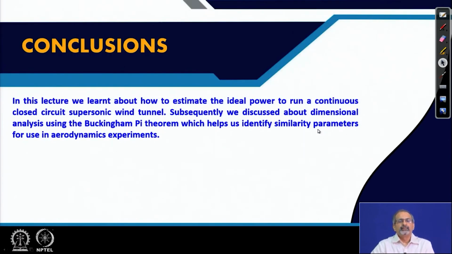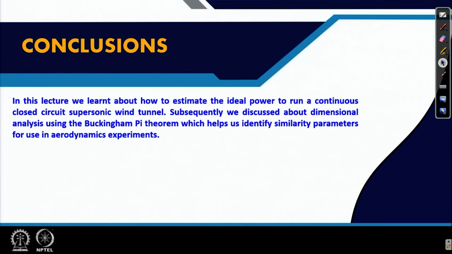To conclude, in this lecture we learnt about how to estimate the ideal power to run a continuous closed circuit supersonic wind tunnel. Subsequently, we discussed dimensional analysis using the Buckingham pi theorem, which helps us identify similarity parameters for use in aerodynamics experiments both at low speeds as well as high speeds.